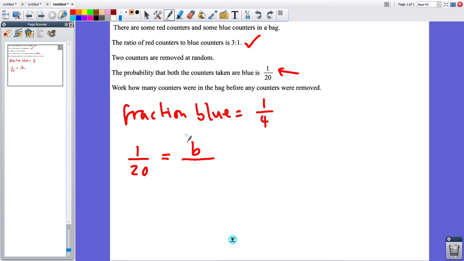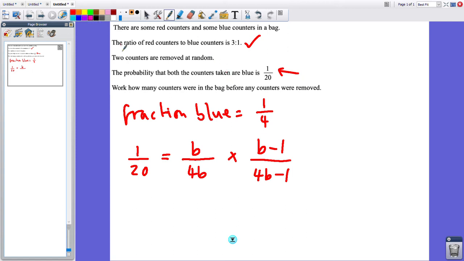We're going to have one equation here, so I better have one unknown. If I have two unknowns, I won't be able to solve it. So the probability of picking blue on the first go is just B over 4B. Okay, the probability of picking blue on the second go, well, there's now B minus 1 counters which are blue because a blue has already been picked, and there are 4B minus 1 counters in the bag.